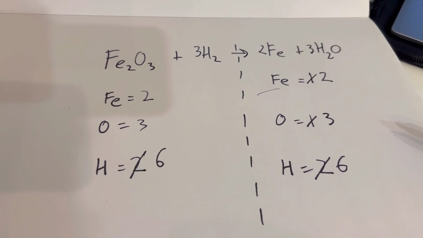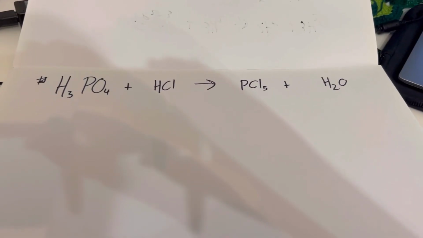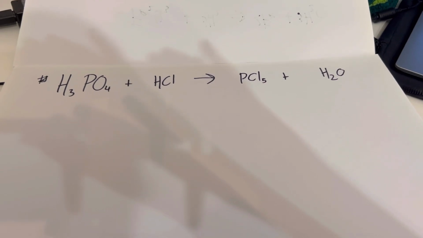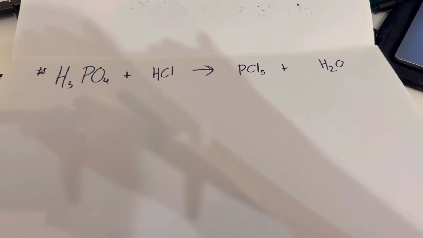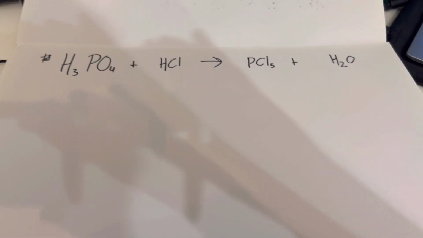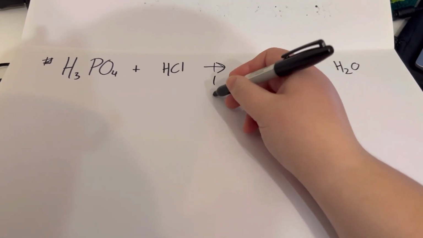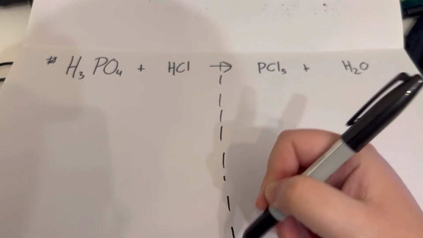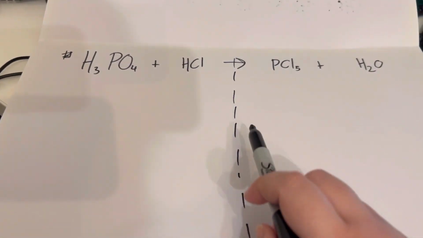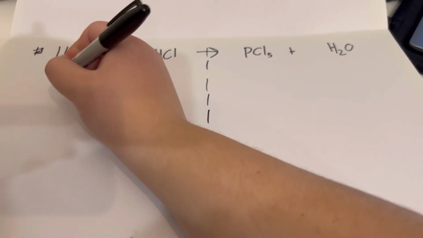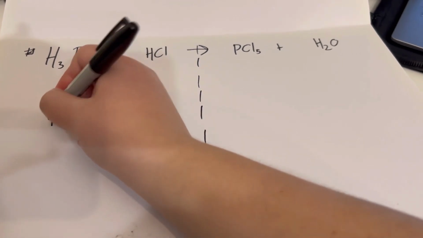We're going to go through another one. It's going to be a bit of a harder one. Alright, so if you're going to rewrite your chemical equation that's given to you, make sure you leave space so you can write numbers in front. So, we have a chemical reaction. Dotted line down the middle, listing out all the different elements we have. So we have hydrogen, phosphorus, oxygen, and chlorine.